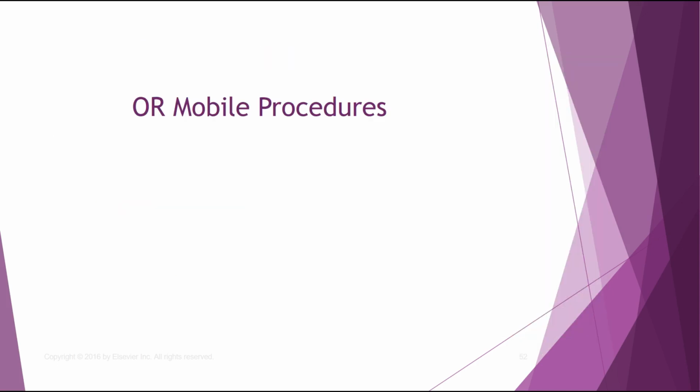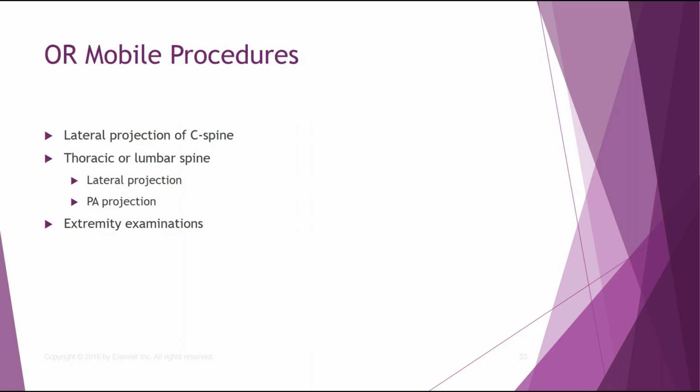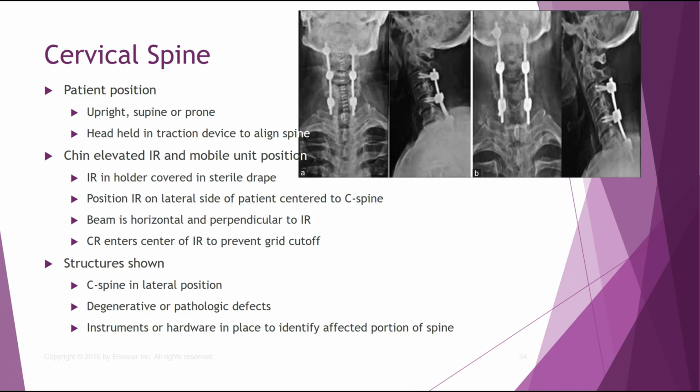Okay, so mobile procedures. So these are in addition to the fluoro. Okay, so not necessarily using a C-arm. All right. So you're going to learn about the lateral projection of the C-spine, a T-spine, a lumbar spine, and extremity exams, okay? Cervical spines, the patient can be upright, supine, prone.